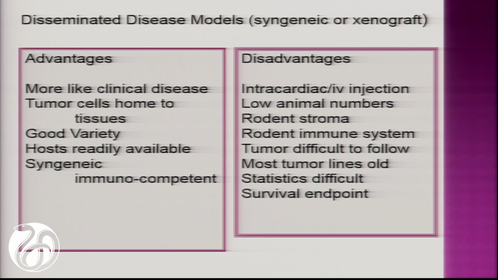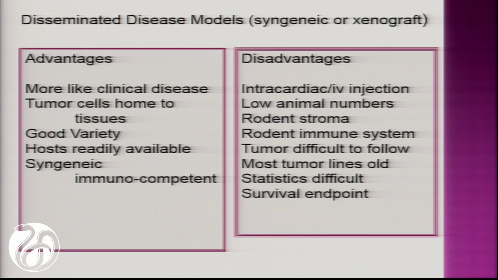The hosts are readily available. For the syngeneic models, the hosts are immunocompetent. For the xenograft, they are immunodeficient. The disadvantages are that you need somebody with good hands who's very skilled, who can do IV injections into tail veins or left ventricle injections into the heart. And because these are more complicated in that sense, usually the number of animals used is lower.